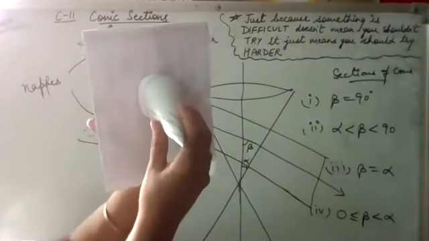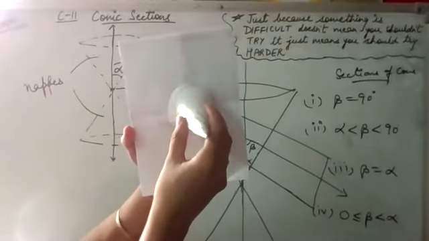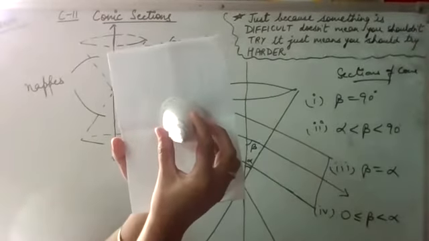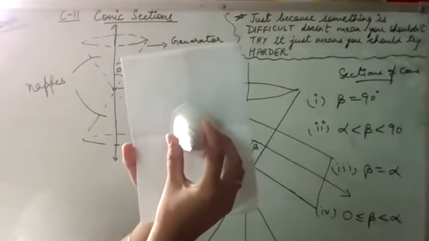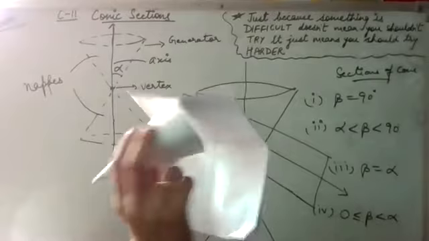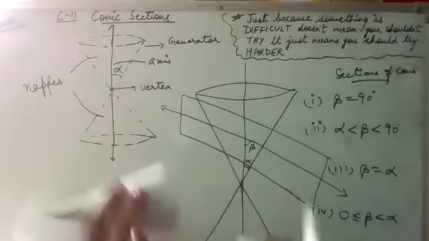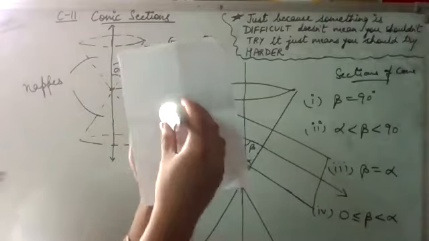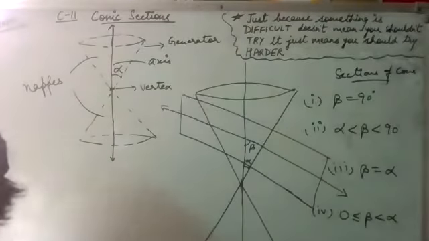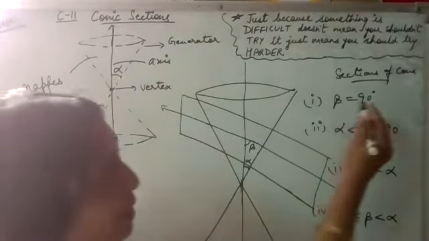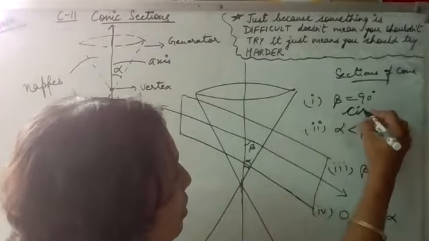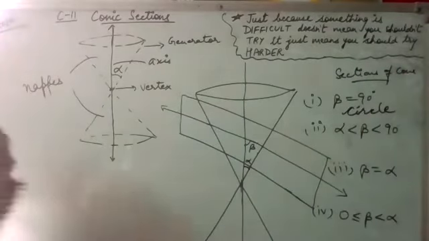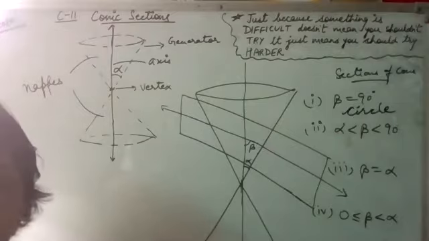Can anyone tell me what type of figure are we getting at the plane surface if we are intersecting it at 90 degrees? Can you look at the figure? Circle. Circle, because the base of this cone is a circle. So if we are intersecting it at 90 degrees, we are getting a circle, right? So this is one of the sections of a cone. That is, when the angle is 90 degrees, we get a circle.